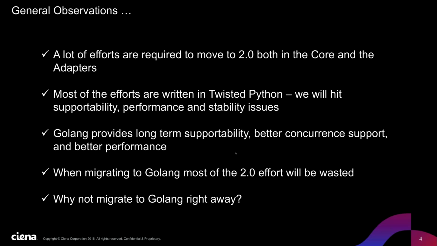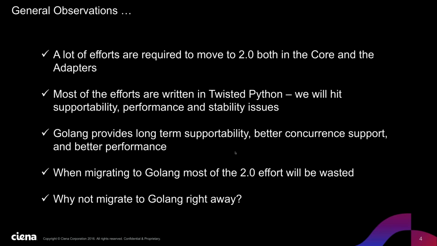And we know that post 2.0 we will be migrating to Golang. So all the efforts that we're going to put in 2.0 currently in Twisted Python would be pretty much wasted. So my concern is, why are we going to spend so much effort in Twisted Python, knowing pretty well that we'll migrate to Golang and we'll waste those efforts?